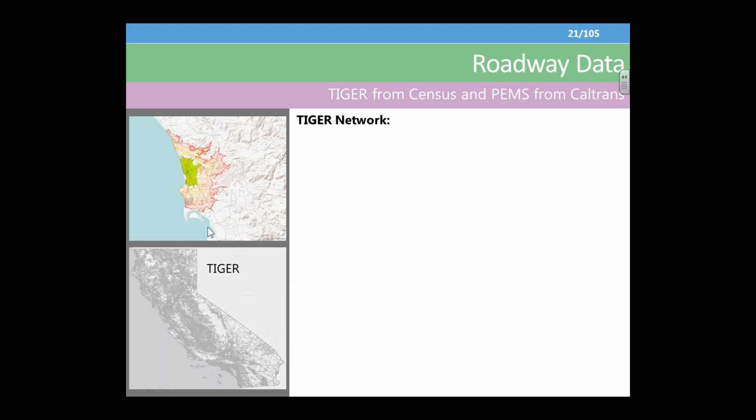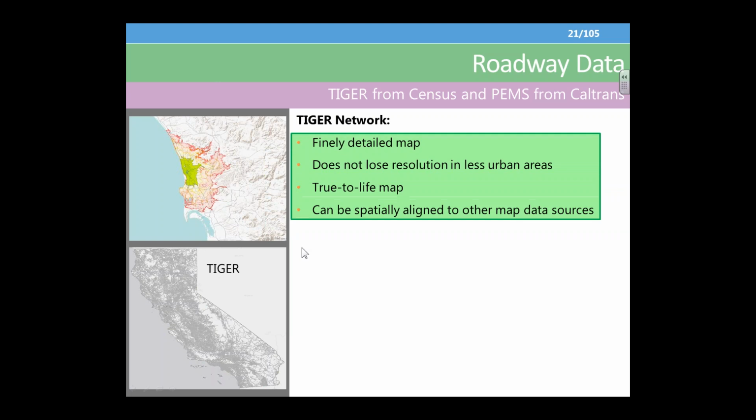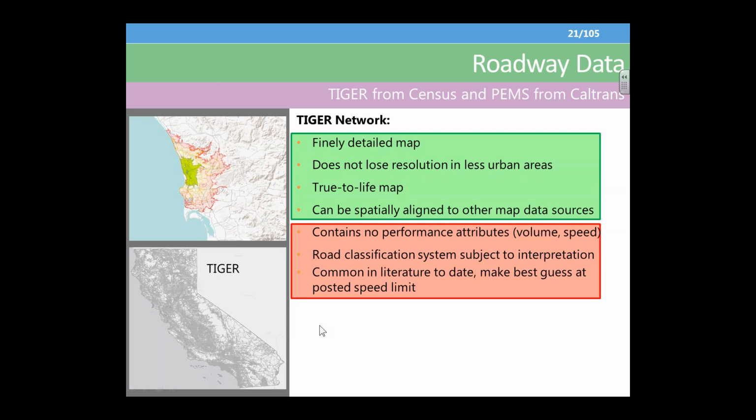So to provide a little bit more background, that Tiger network that the PEMS data was combined with is a finely detailed map. It does not lose resolution in less urban areas. It's true to life, and it can be spatially aligned to other map data sources. But it has no performance attributes. So whereas PEMS had a lot of data but very few data points along a lot of the geometry that could be represented, this one has a lot of geometry, but not much information.